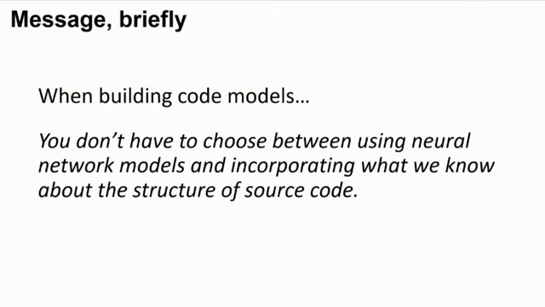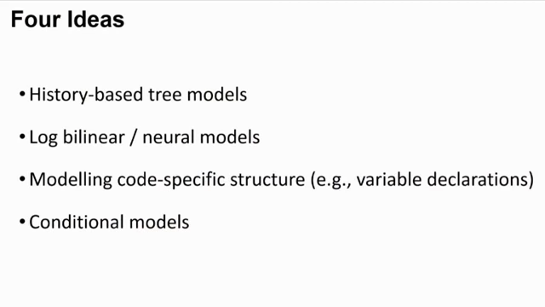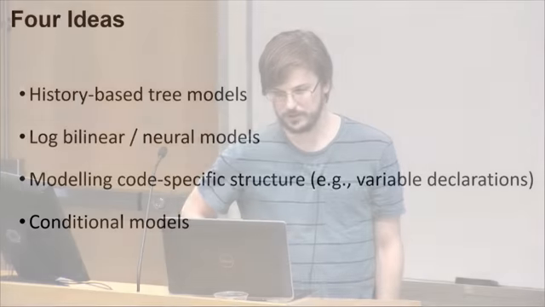Okay, right. So this is what I said before. The message that I want to convey is that when you're trying to build a model of source code, you don't have to choose between what you know and all of the goodness of neural network-like models. There are 4 basic ideas that I want to build up from in thinking about modeling code. The first one is very much from natural language processing, looking at what are called history-based models of tree structures. Then I'll talk about the log bilinear neural language models that we heard about yesterday, applied to code. Then I'll talk about some more code-specific issues. And finally, I'll show a couple of ways that you can flexibly use this framework in other ways.